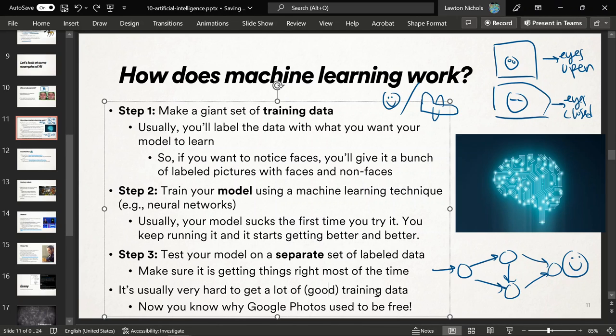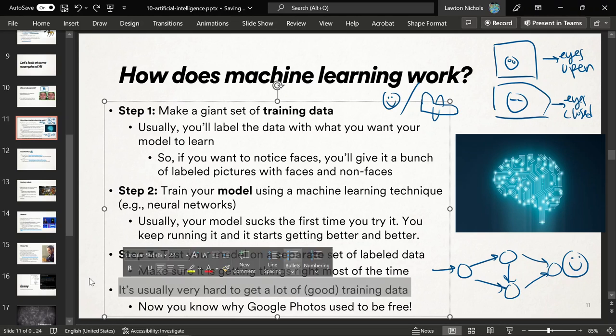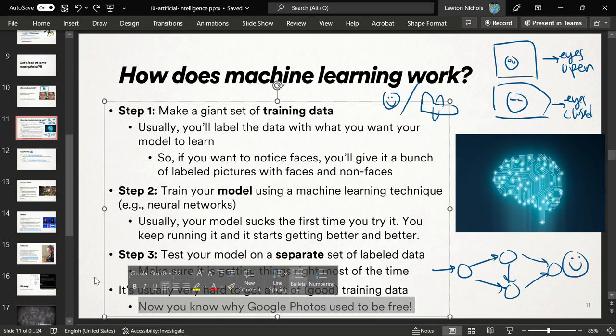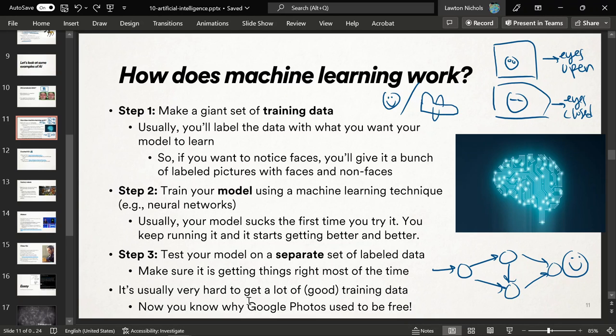And you keep testing it. Usually the hard part is getting a bunch of training data. The more data you have, the better your model can be. If you remember why Google Photos used to be free, they were trying to learn from all of the pictures you uploaded, training their machine learning algorithms. That's partially the reason why Facebook lets you upload as many pictures as you want, right? So they can train their machine learning algorithms on it. Usually you'll tag people, you'll say where you were, and that'll help. Any questions about that?